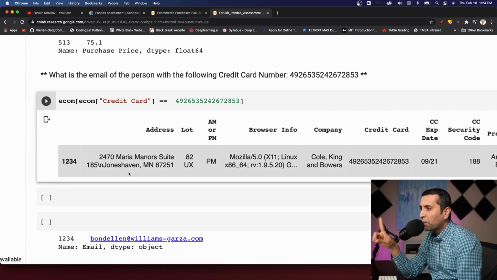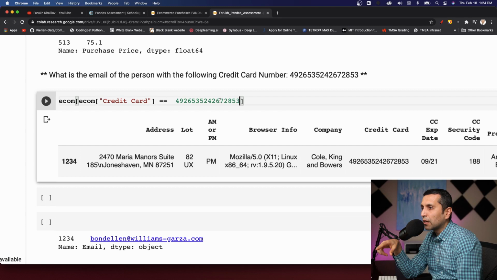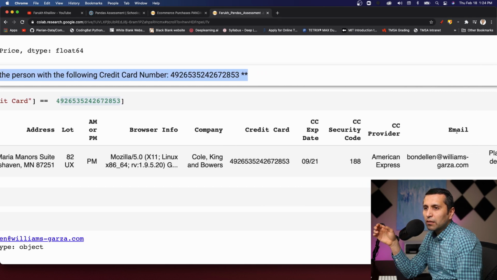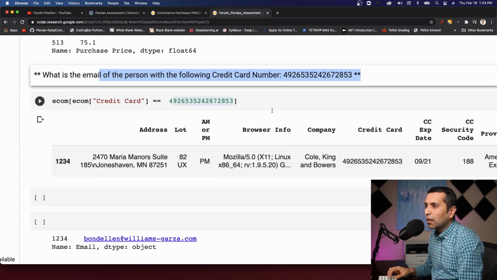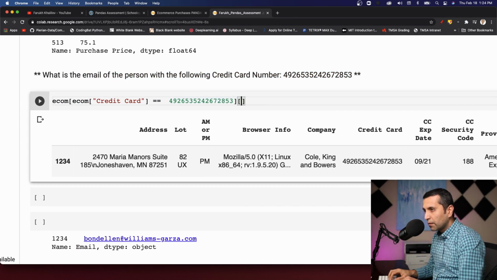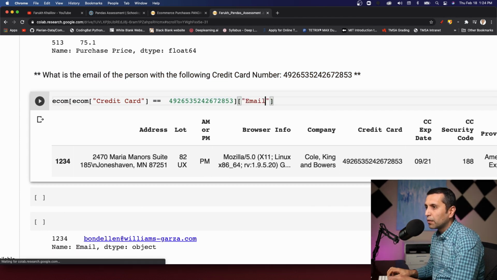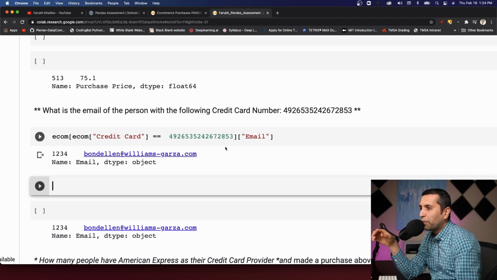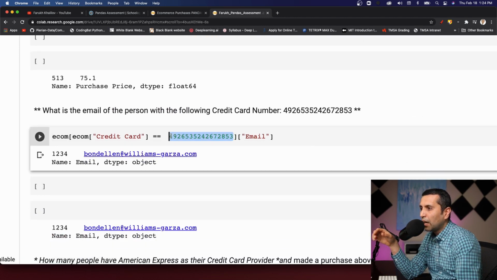I see one person who is using that credit card. Okay, that is good. But the question is, what is the email address? So they don't want to see everything. Let's see what the email is. The email is here, and I will say email. Yes, perfect. So the email address of the person who is using that credit card is here.